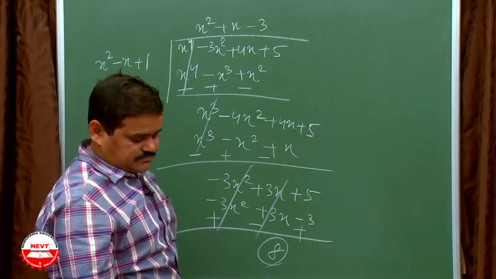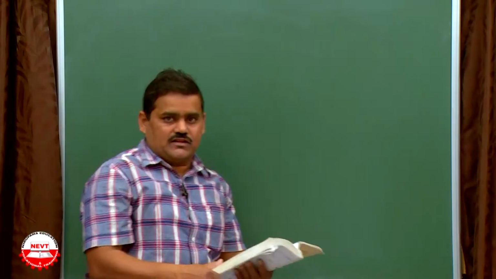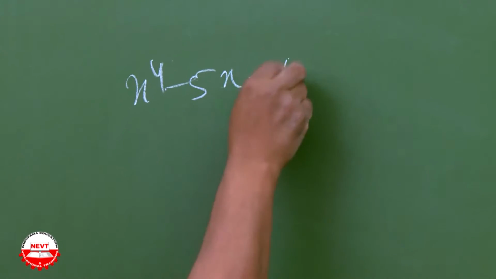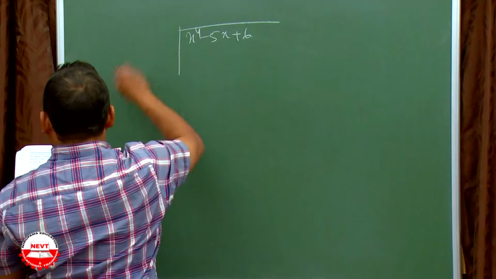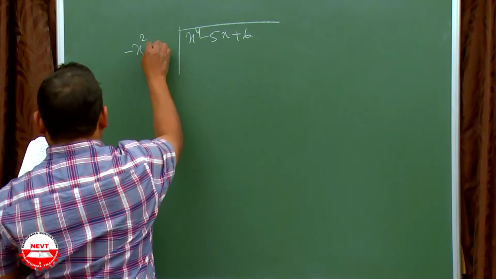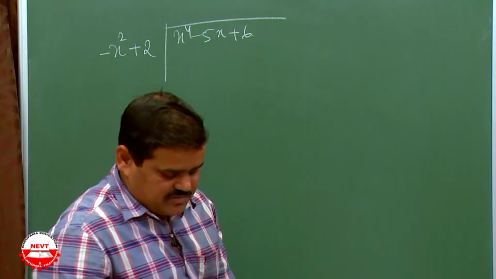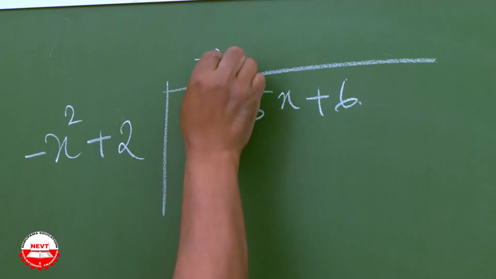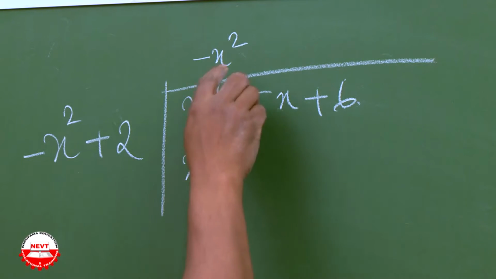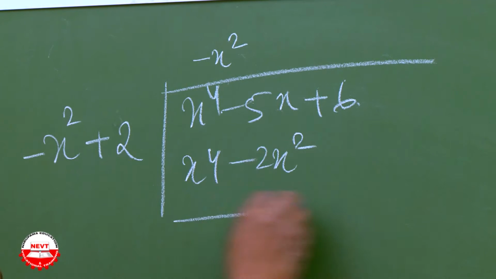Question number 1, third bit, same manner. Still I am doing this. x4 minus 5x plus 6 divided by 2 minus x square, or x minus x square plus 2. Okay. Simply make the division. Here minus x square into minus x square is x4. Minus x square into 2 is minus 2x square.